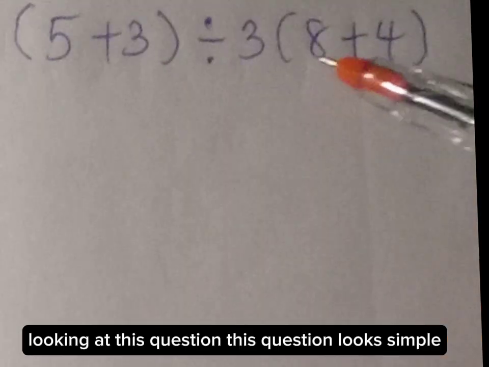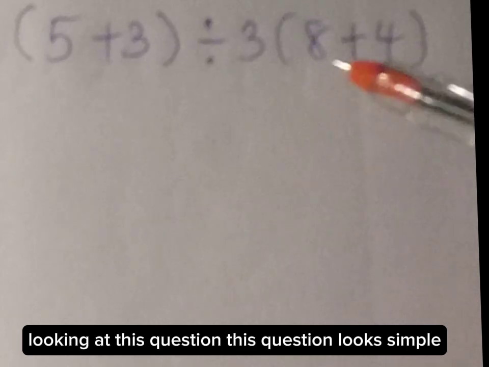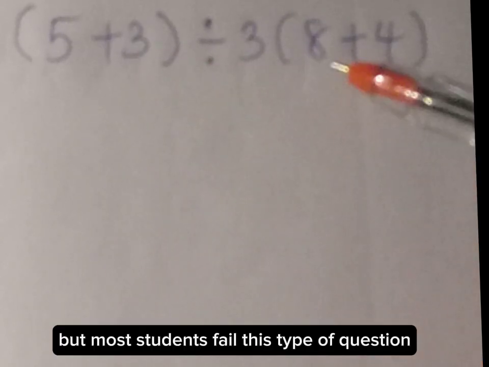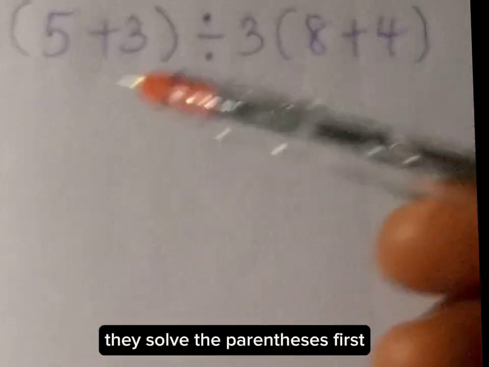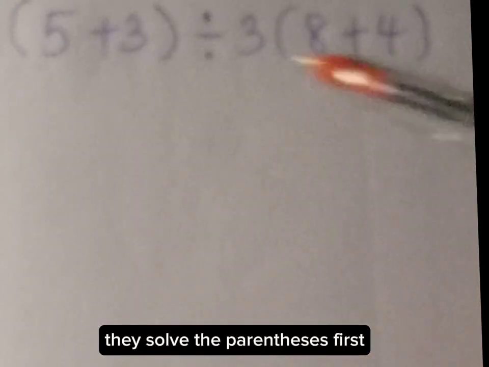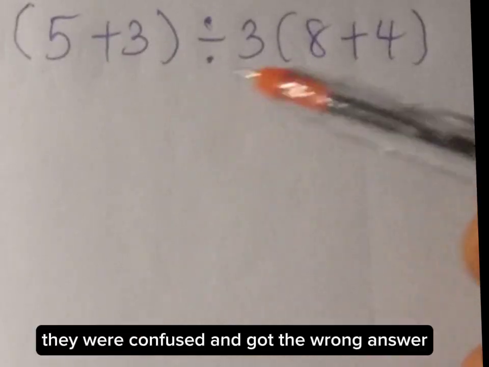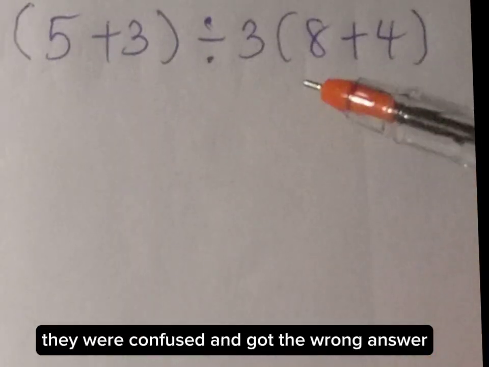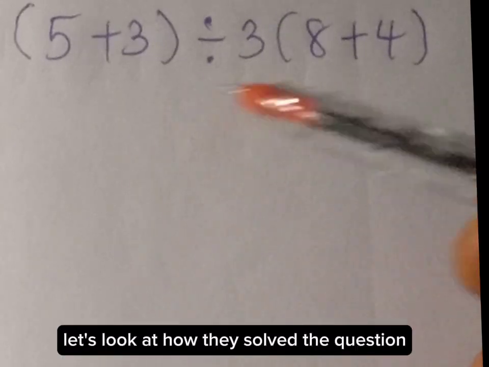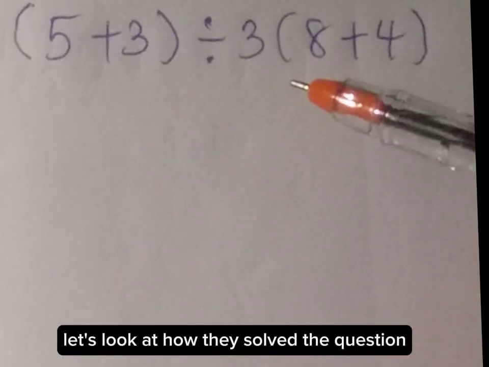Looking at this question, it looks simple, but most students fail this type of question during exams. Why? The reason is actually they started well. They solved the parentheses first, but along the line, they got confused and got the wrong answer. Let's look at how they solved the question.